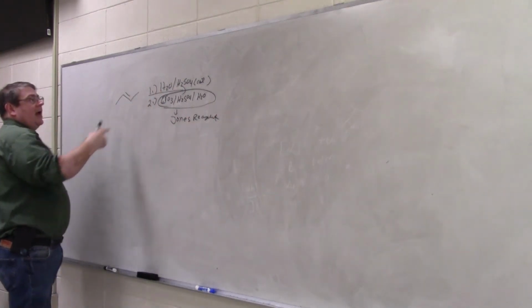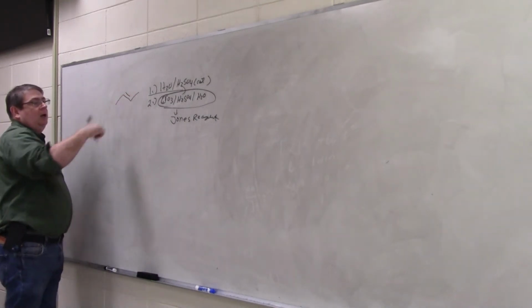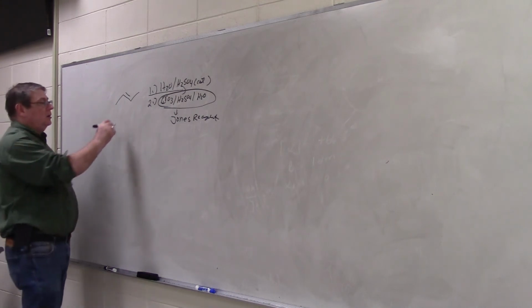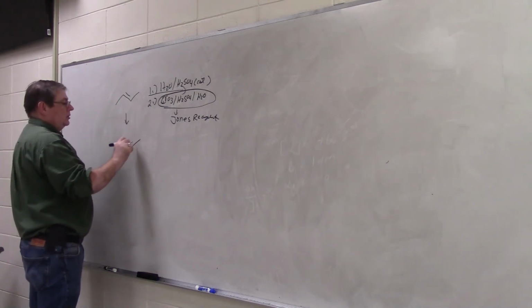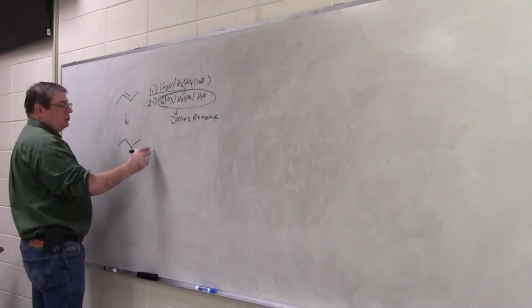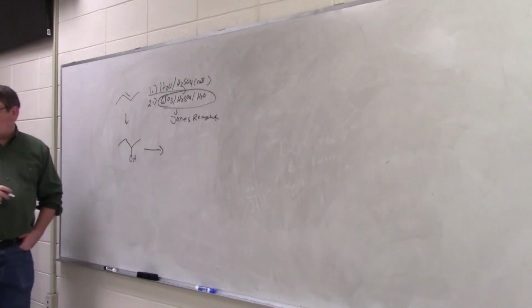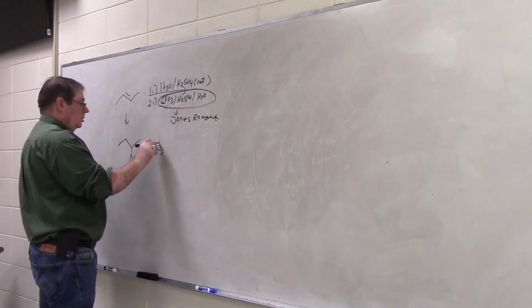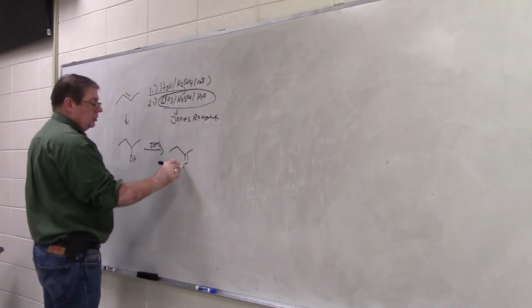All right, so what's going to happen in the first reaction? We're going to add water across the carbon-carbon double bond. I made this one easy for you because no matter how you put it on there, it's the same thing, so there's no way to get it wrong. So you end up with that alcohol. And then what does Jones reagent do to a secondary alcohol? Turns it into a ketone.